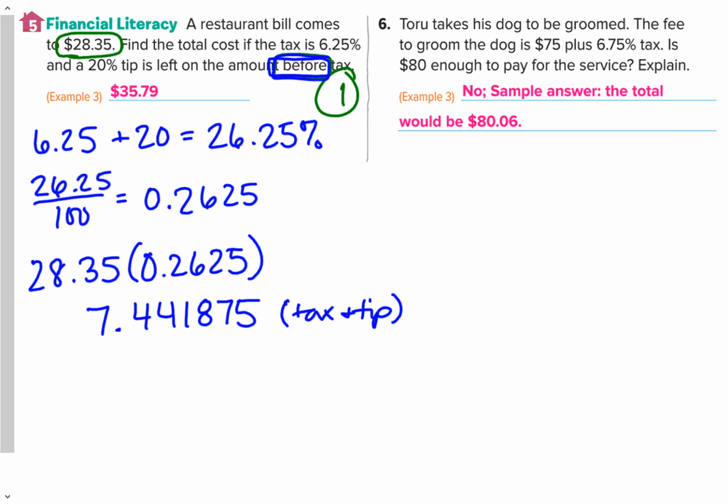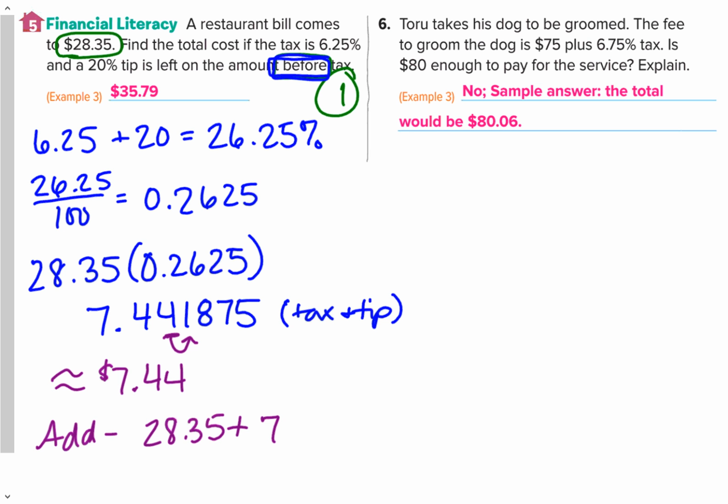But we don't want to leave it like that. We have to make sure we round it. It's supposed to stop at the 4. The 1 makes it stay the same. So that's about $7.44. Last step we have to do is add. Okay. We're going to add 28.35 plus our $7.44, and that's going to equal our 35.79.